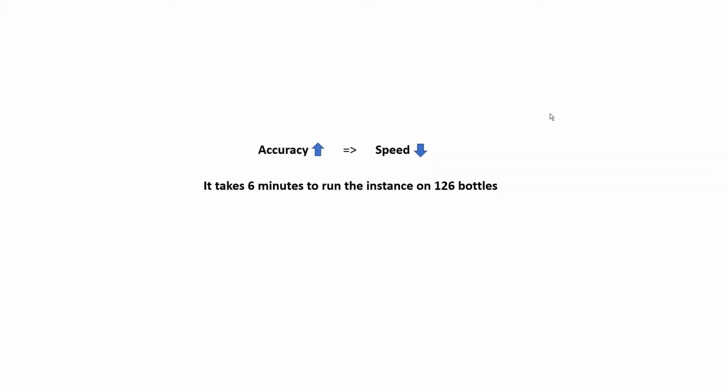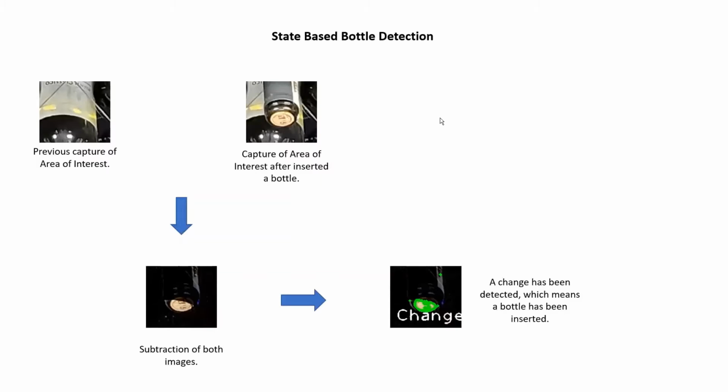So after doing that, we realized that it is taking way too much long time to process between inserting bottles because we had to run the algorithm for each slot every time. So to counter that problem, what we did is that we added another extension to the algorithm, another sub process which subtracts the current area of interest with the previous area of interest and detects the change. This process is almost instantaneous, so we can check all the 126 bottle slots in just a couple of seconds. And if any slot is changed, it means a bottle has been either inserted or removed.